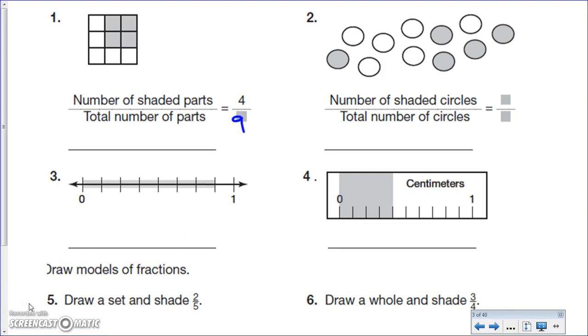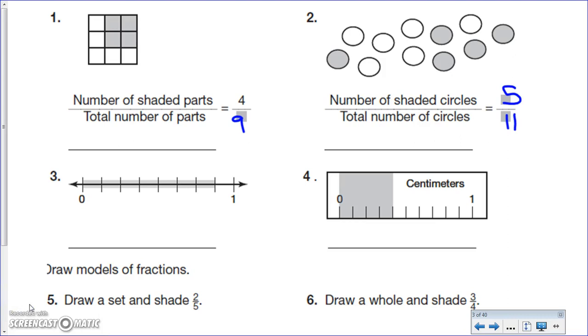For number 2, we need to count the number of shaded circles first, so we can tell that we have 5 shaded circles. Then, as we count, the total number of circles is 11. So our complete fraction is 5/11.